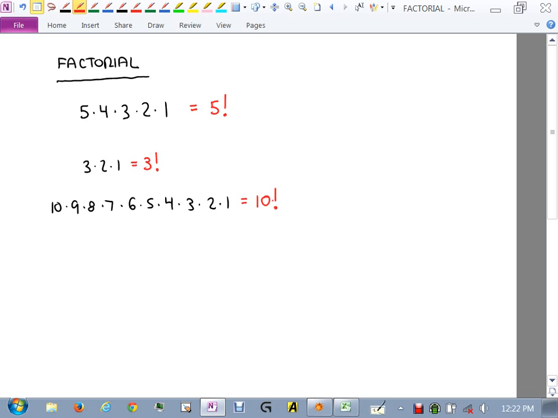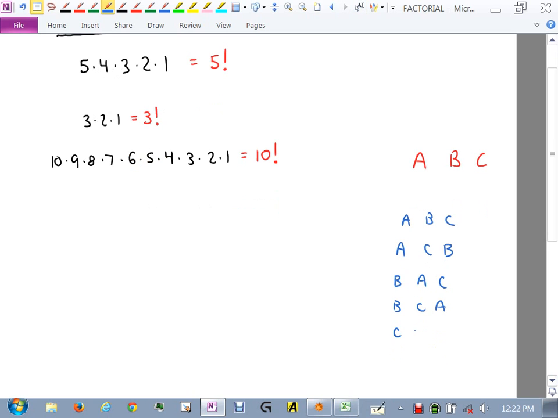Let me take something very simple. If I have 3 horses in a race, how many different ways can they finish, first, second, and third? Let's say I have horse A, horse B, horse C. So let's list them out. You could have A first, then B, then C. A first, then C, then B. B first, then A, then C. B first, then C, then A. C first, then A, then B. C first, then B, then A. Right? Did I cover them all? How many are there? 6.